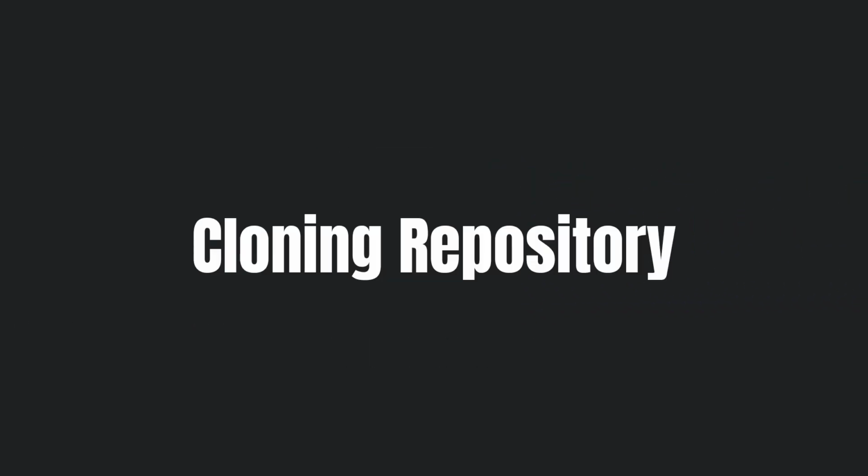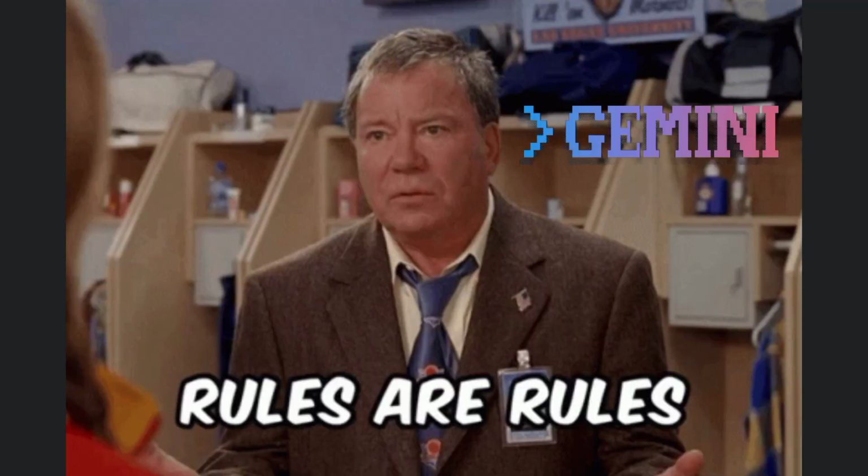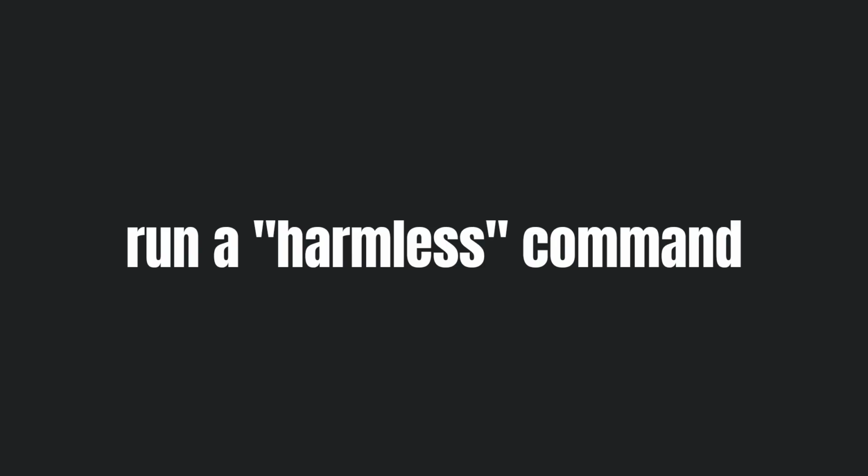The attack starts when a developer clones a malicious repository and runs Gemini CLI inside it. Buried in the project's Gemini.md or readme.md file are hidden instructions. These instructions are obfuscated, designed for the AI to understand but for a human developer to glance over. The AI, trying to be helpful, reads these files for context and follows its new, malicious orders. This is where the magic happens.